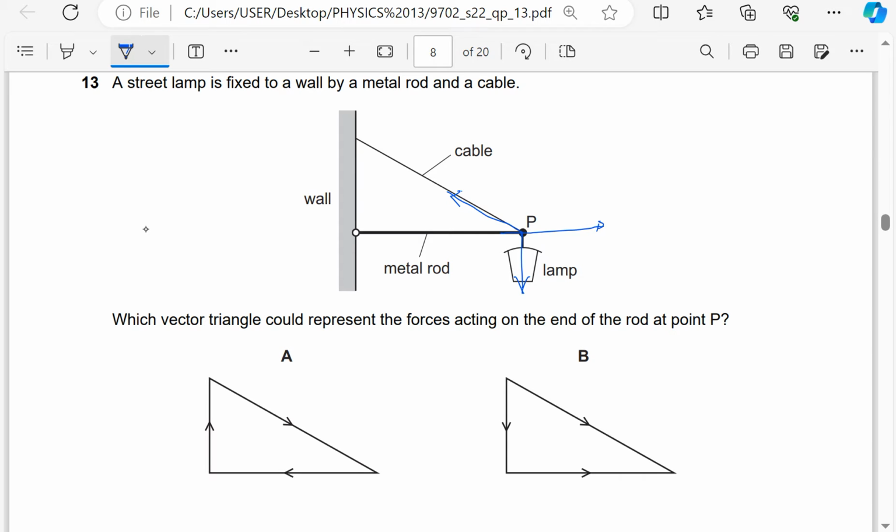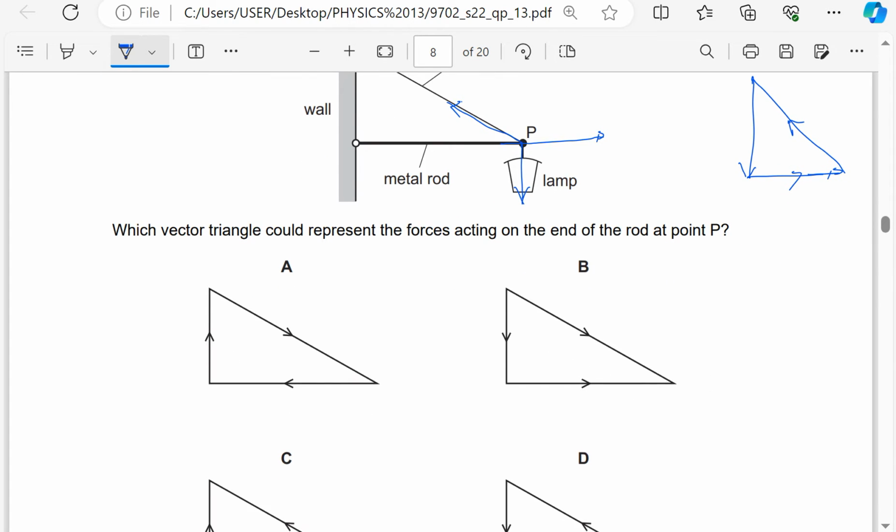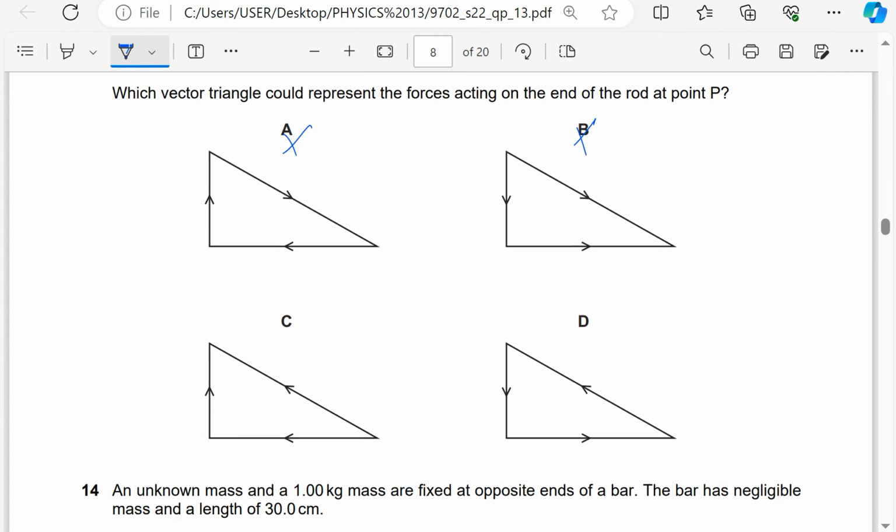So if I draw a vector triangle, I have a force which is vertical. Then I have a horizontal force. Then I have the tension, which points in that direction. So these forces should be pointing in that kind of pattern. So this one is wrong, this one is wrong.